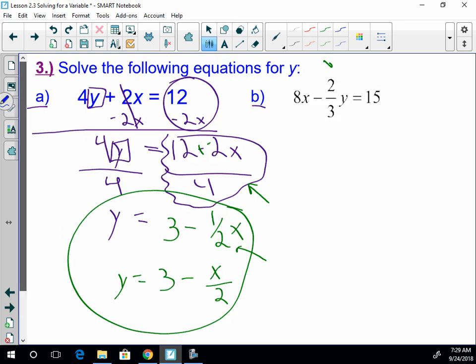All right? What I would like you to do is pause the video and go ahead and try part B on your own. A little bit more difficult in terms of fraction, but give it a shot.